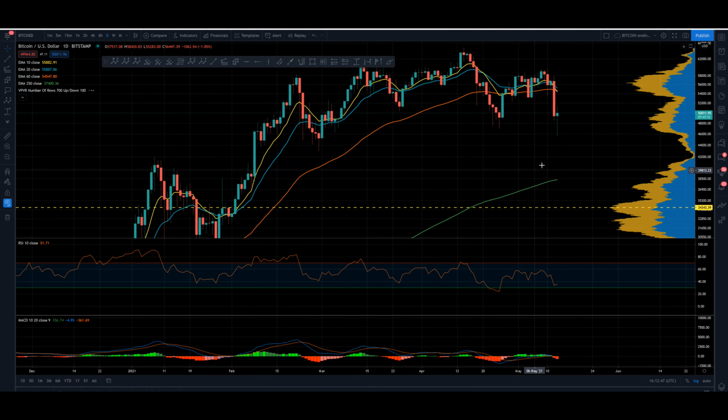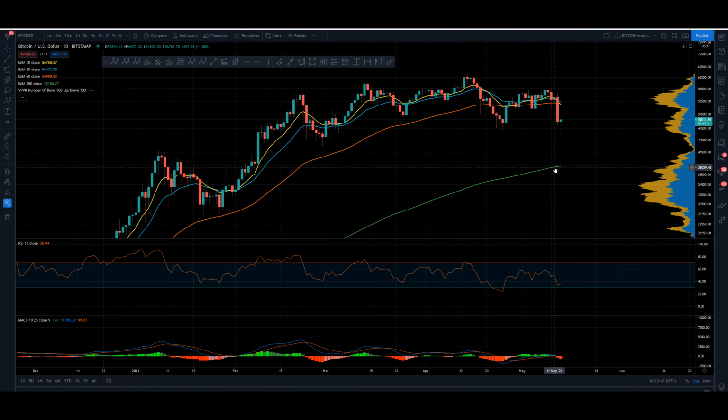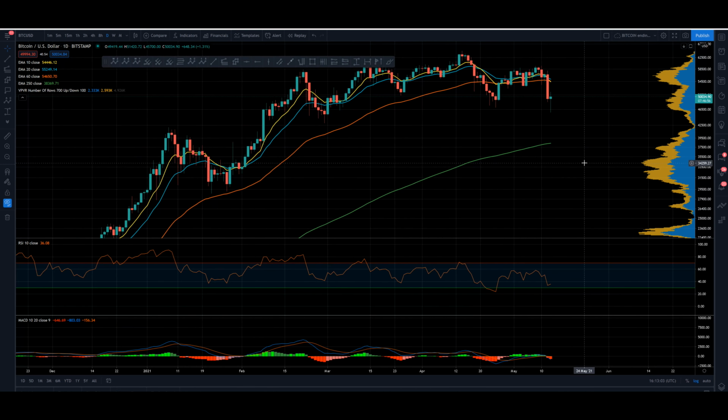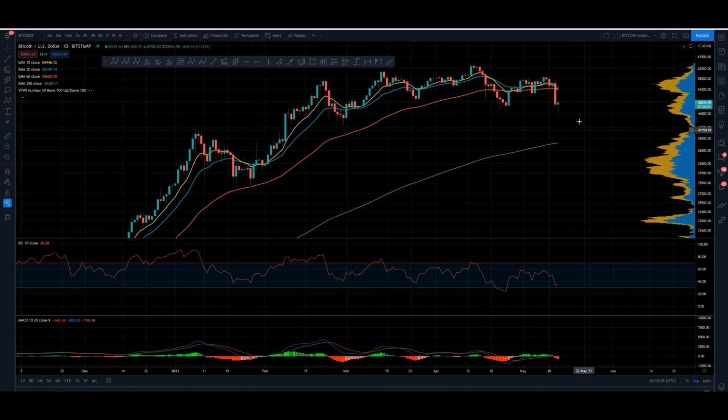The 250 exponential moving average is a major moving average on the day time frame, and it would bring us into that prior wave 4 on the intermediate degree if we came down to test it. We should expect to find support there. We do have this big node in the volume profile here as well, so maybe we just need to test a more significant support level.